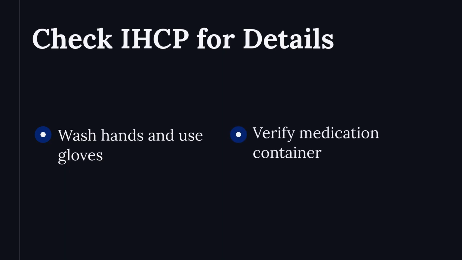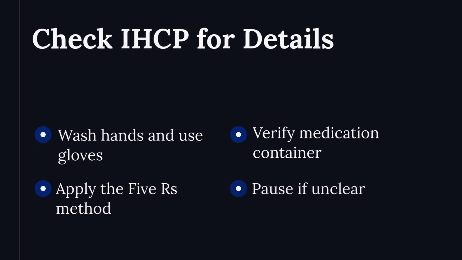Before administering, check the IHCP for the correct details. Wash hands and use gloves if needed. Verify the medication container matches the IHCP. Apply the 5 R's: right pupil, medication, dose, time, and route. If unclear, pause until verification is complete.